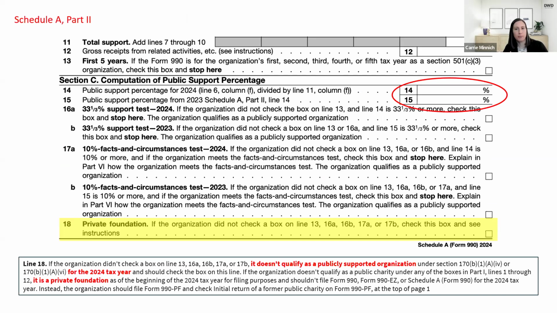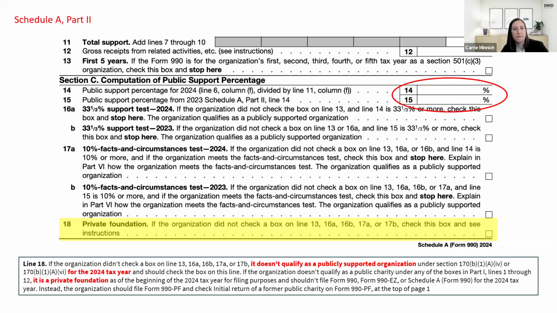their support from contributions. This is the bottom section of that schedule, part 2. The key here is line 14 and 15. The percentages on line 14 and 15 need to be at least 33 1/3% in order for your organization to continue being considered a public charity.